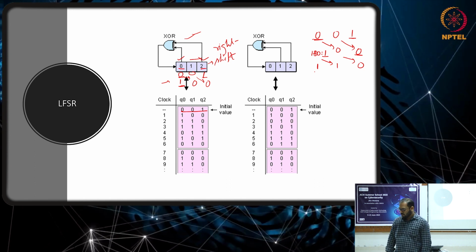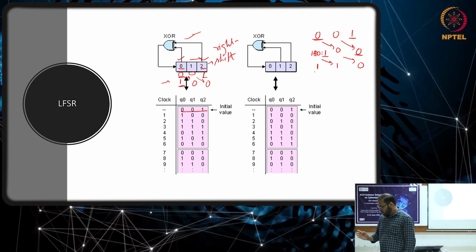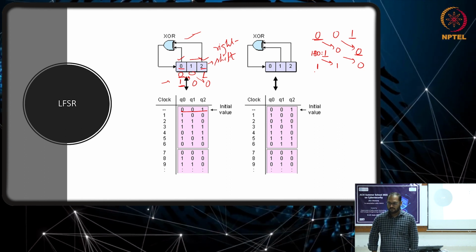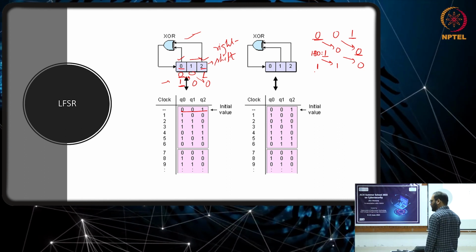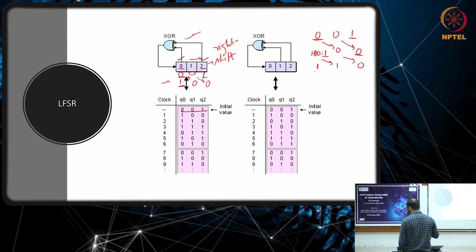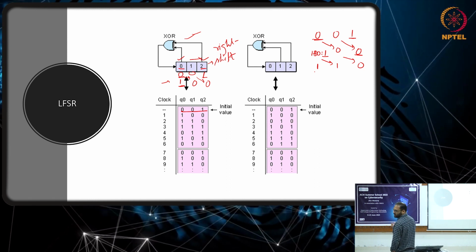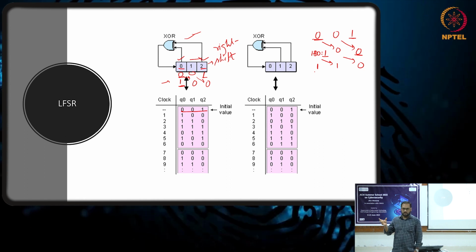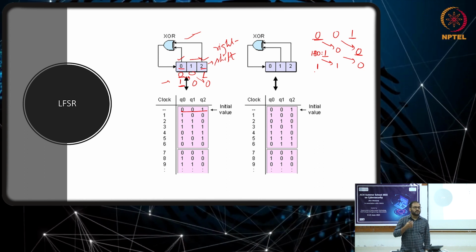Then after how many times is it repeating? 8. So this is a small example of an LFSR, linear feedback shift register. We are giving a linear feedback to our shift register. This is used for generating a key stream.